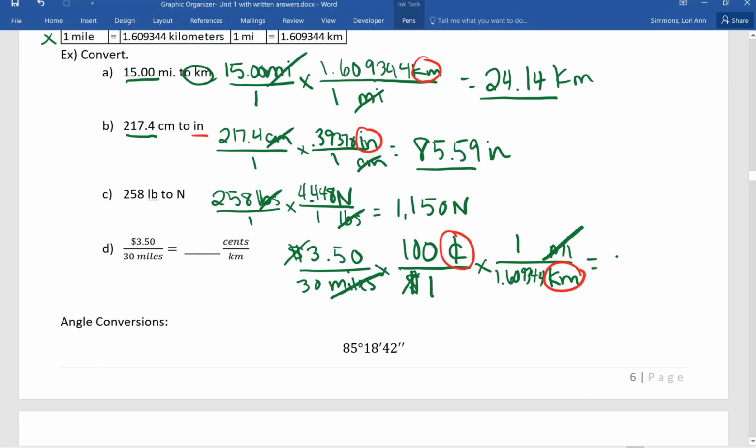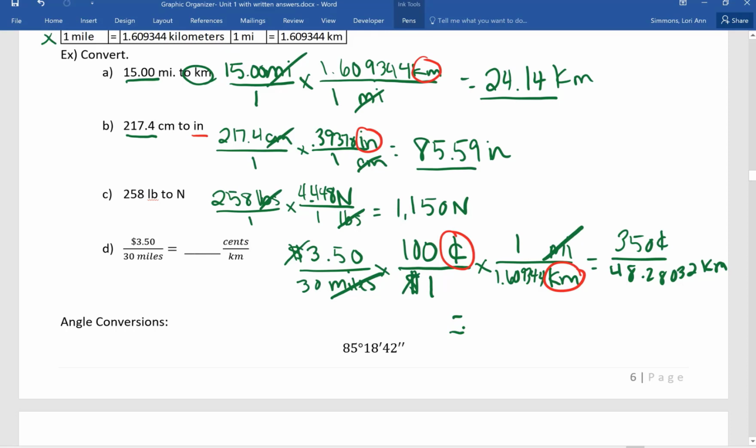When you multiply the top, we get 350 cents. And when you multiply the bottom, we get 48.28032 kilometers. So that is actually not a nice and easy to read number, because we usually say how many miles we get per gallon or how many cents we get per kilometer.